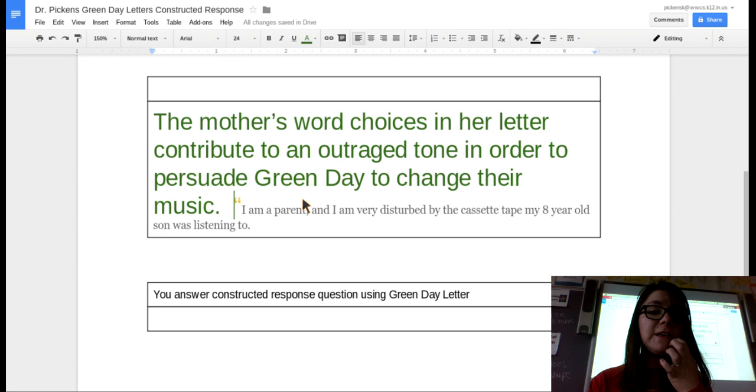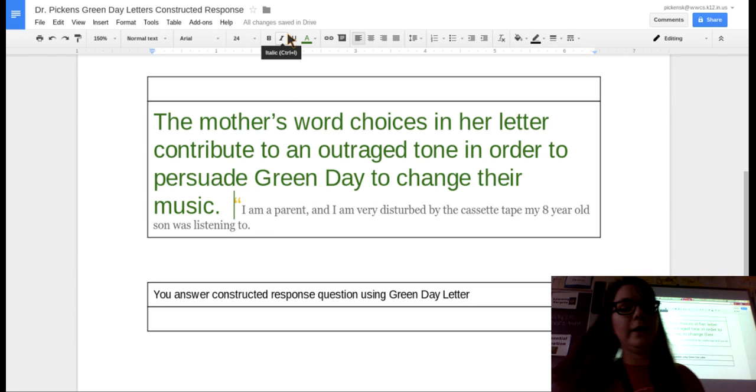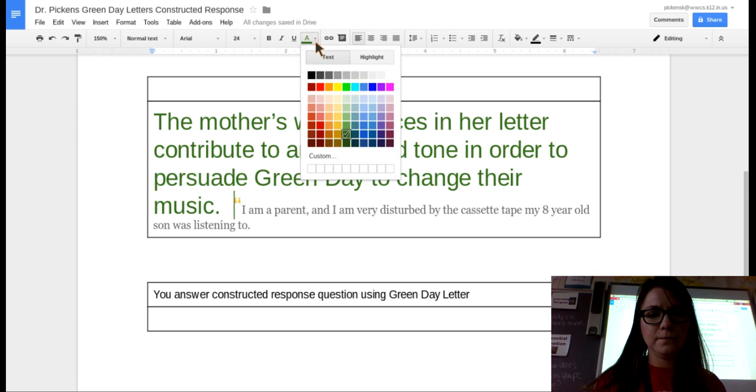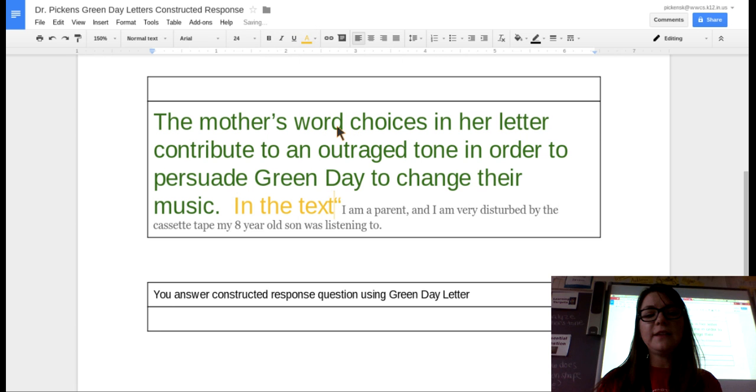Okay, I'm going to introduce my quotation because we don't want quotations hanging out on their own. They're naked. We don't want naked quotes. Okay, and that needs to be yellow. Oh, I'm sorry. Thank you. Okay. Yellow. In the text, now we're moving on to evidence, so we're yellow.